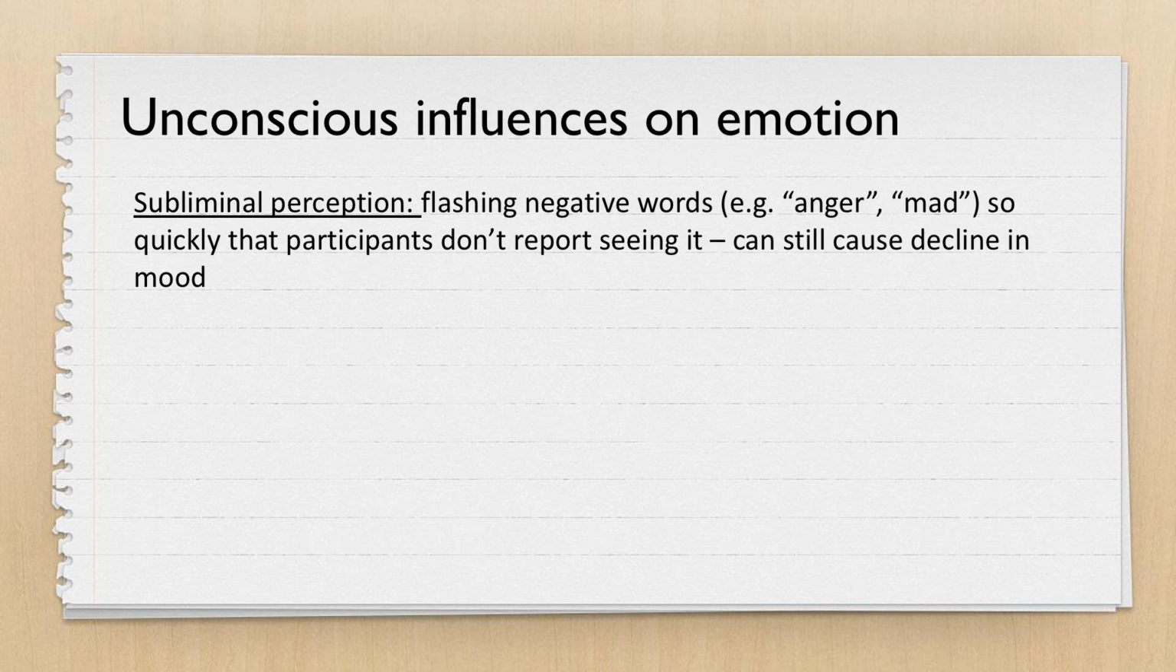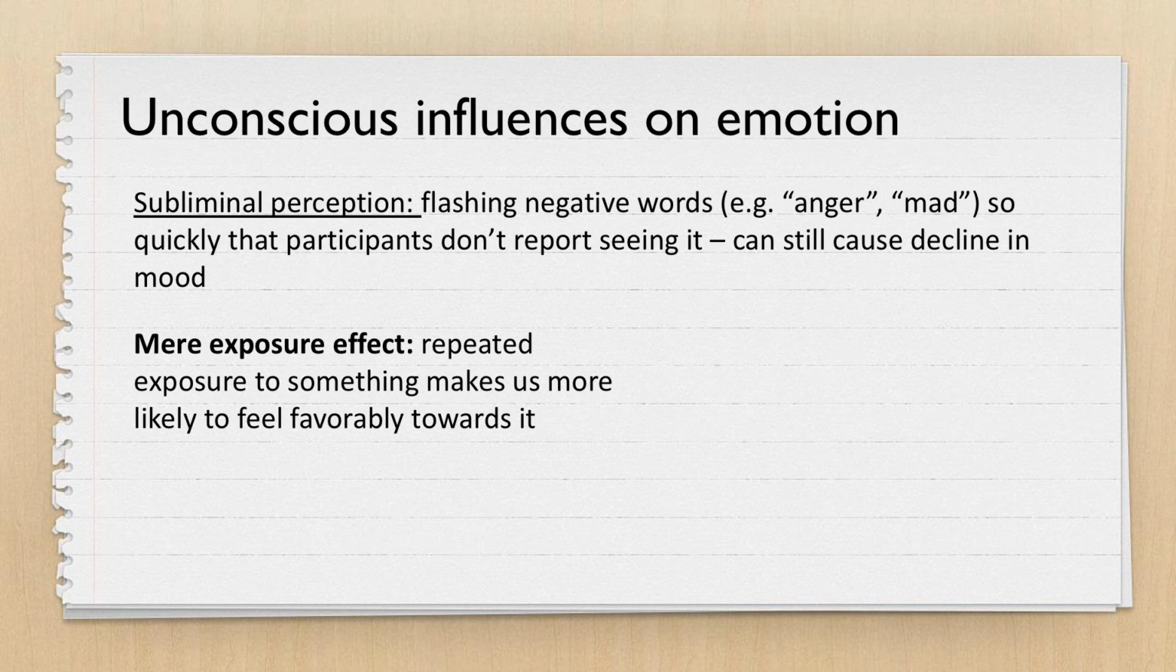Another example of unconscious influence is called the mere exposure effect. It means repeated exposure to something makes us more likely to feel favorably towards it. In other words, the more we see it, the more we like it, even in the absence of any original valence. We can feel totally neutral towards something, or maybe even a bit negatively, but if we are exposed to it repetitively, we tend to like it more.